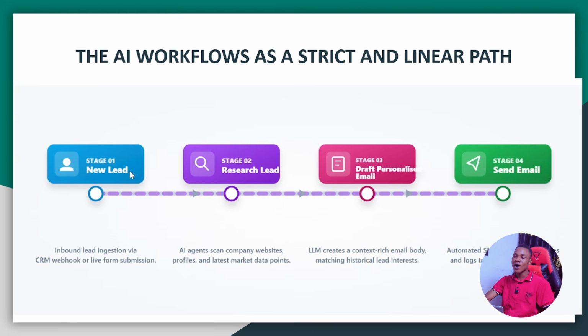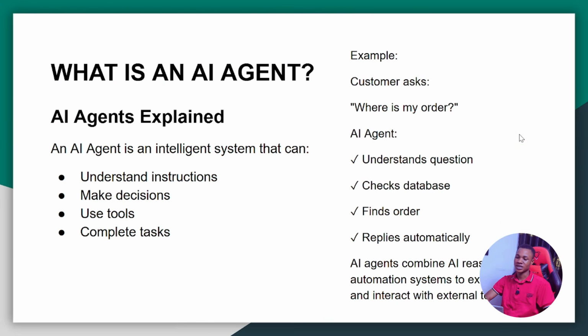Is that okay? The AI workflow has a strict and linear path. You can see how it works as a linear path from new leads to research leads, drafting. Please, I don't want us to be stuck on all this explanation that does not even make sense to you at this stage. So let's proceed.